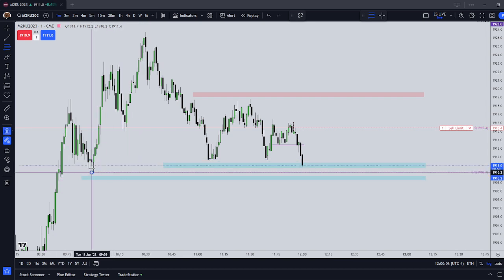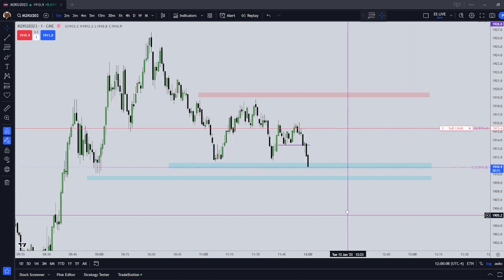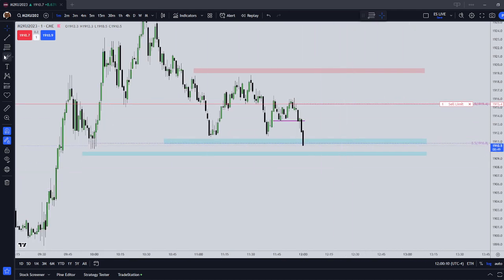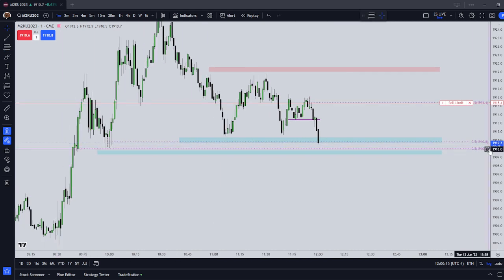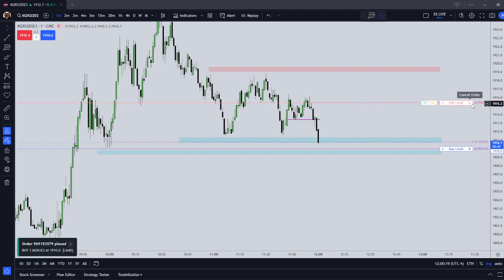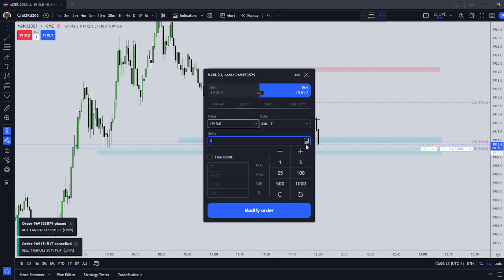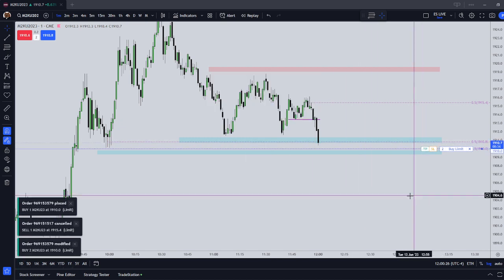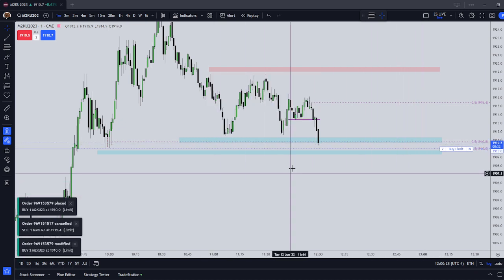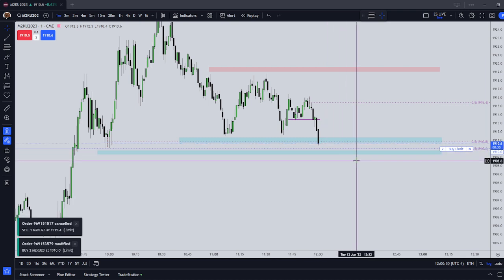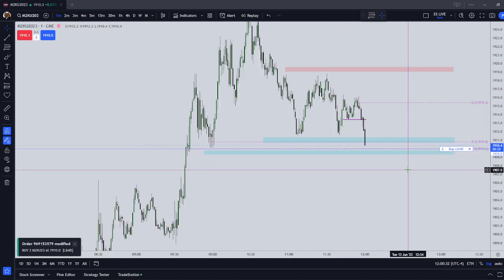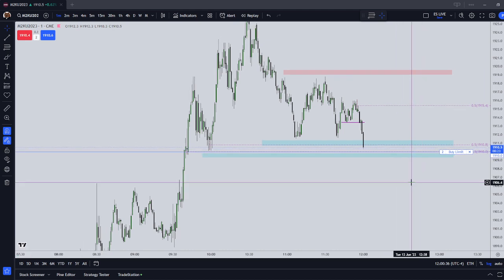Okay, we're coming into sell side liquidity. And I think we're going to pull a fast one, because I think we're setting up to take out both sides of the book.